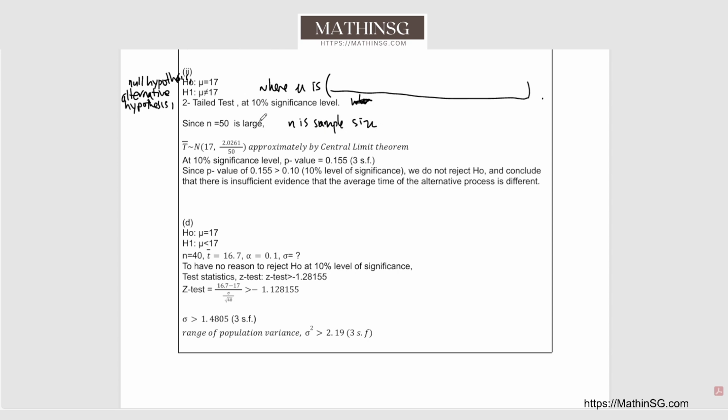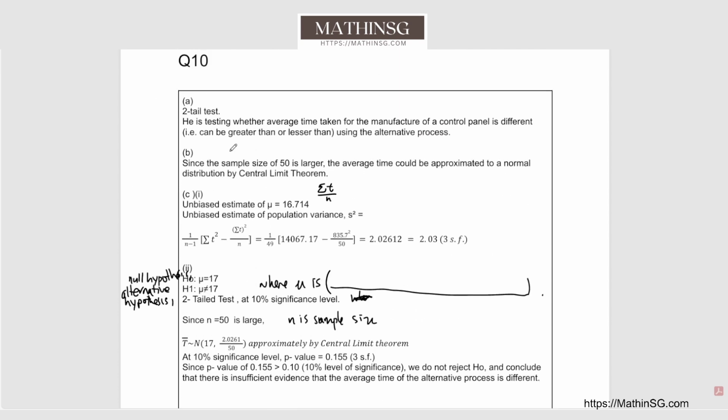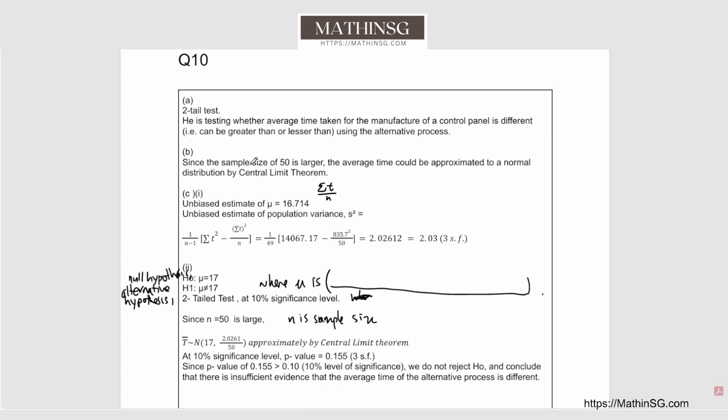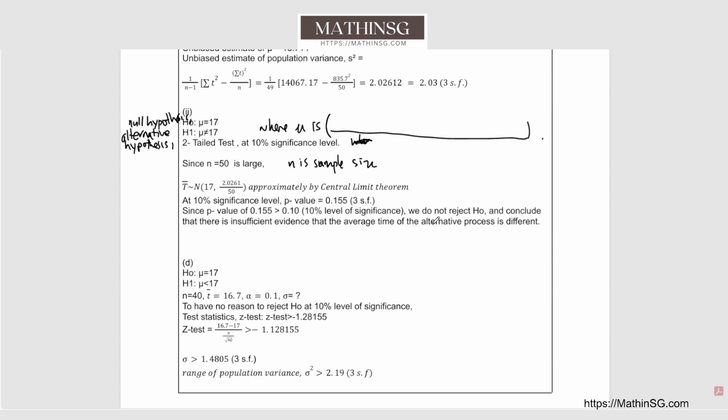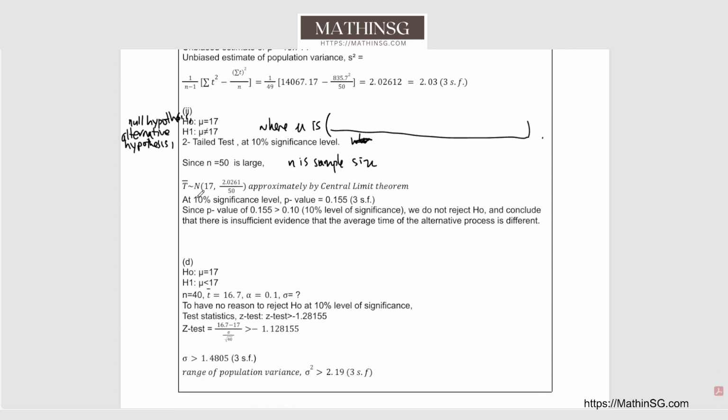Since n equals 50 is large, we need to use the central limit theorem, right? The previous part already tells us you need to talk about the central limit theorem. Okay, T bar takes this normal distribution approximately by the central limit theorem. Next, we are doing this hypothesis test at 10% significance level. So let's talk about it.